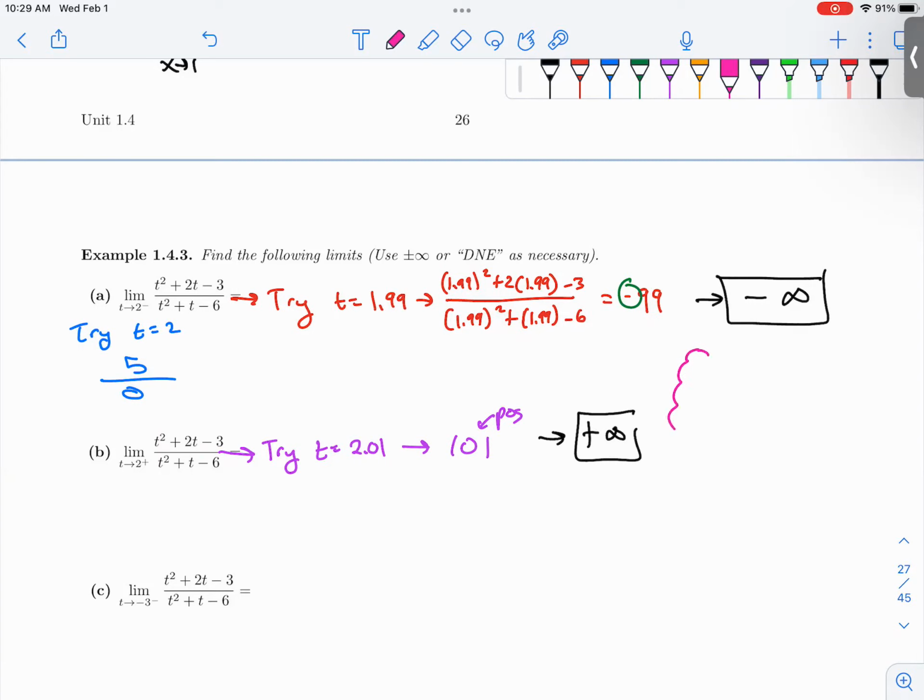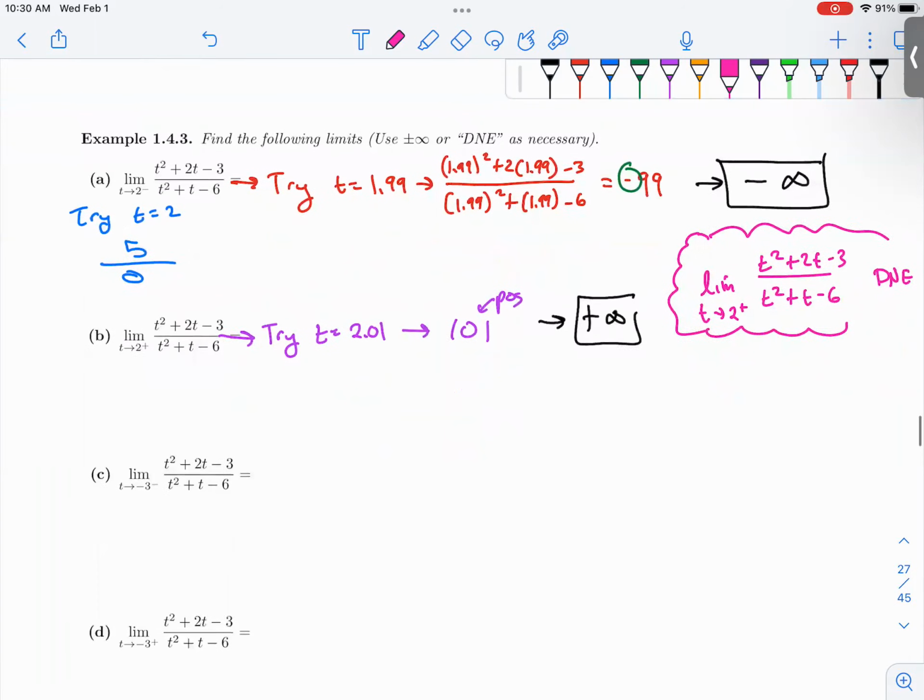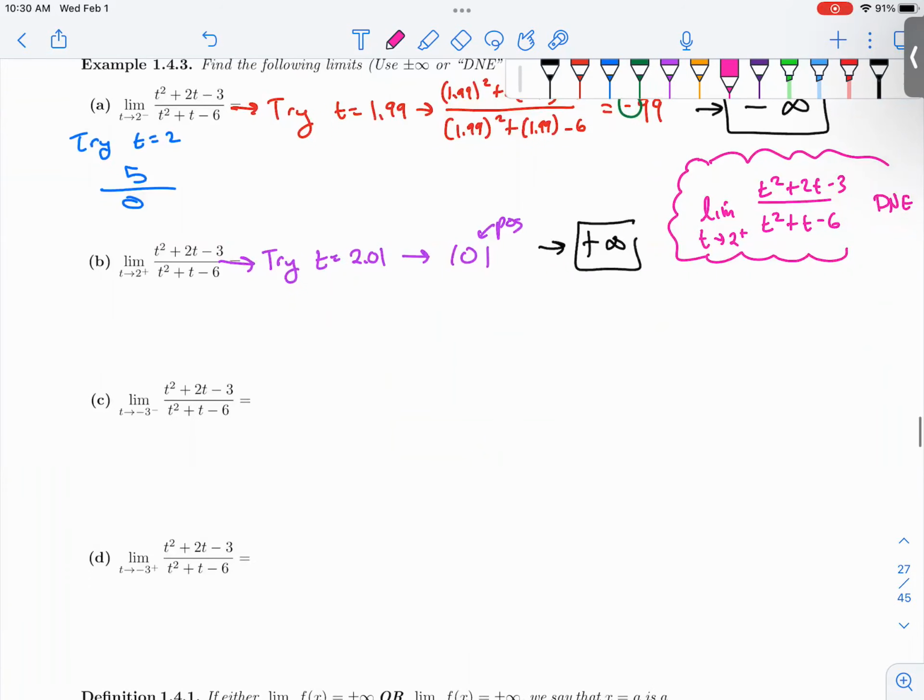And therefore, as a little thought bubble, this is on side note land. This is in your head. Since the left and the right hand limits did not agree, one of them is negative infinity, one is positive infinity. That means that the limit as t approaches 2, t being just a dummy variable, of t squared plus 2t minus 3 over t squared plus t minus 6 does not exist. Just as an observation.